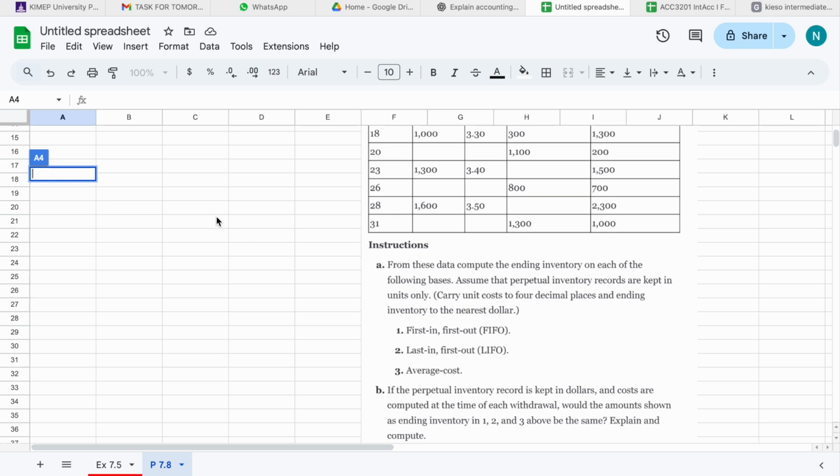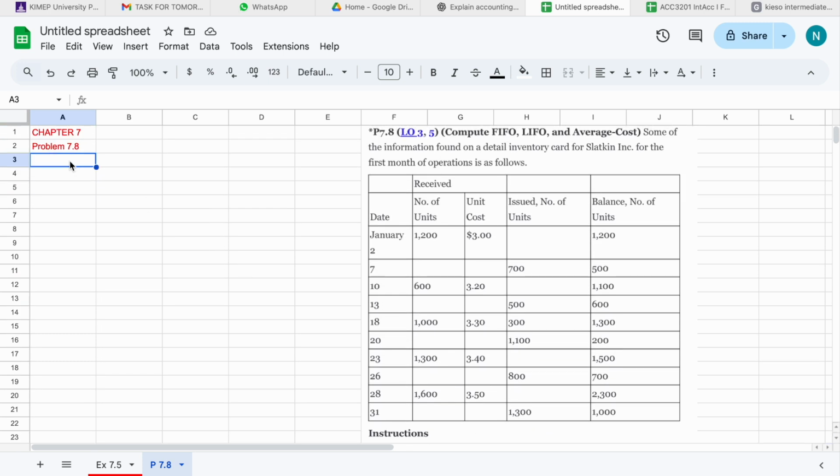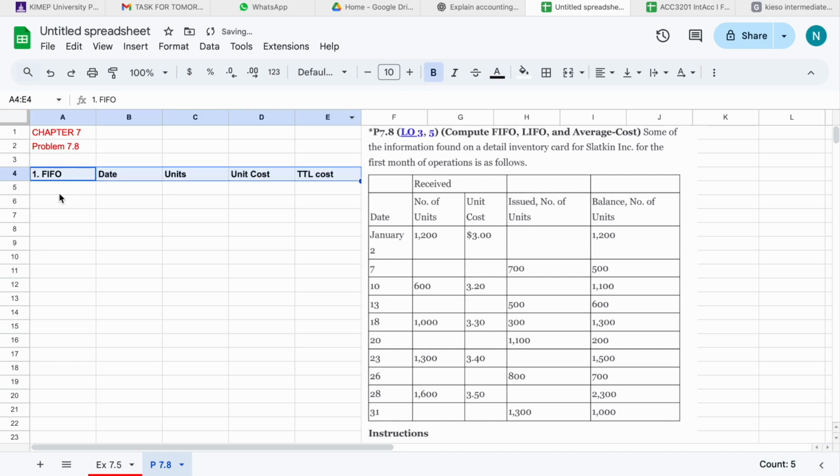We also need to explain what happens if inventory costs are computed perpetually, meaning after each transaction, versus periodically at month's end. To compute the ending inventory, I made a table. First one for the FIFO. Under the FIFO, the first units purchased are the units sold. So ending inventory consists of the most recent purchases.